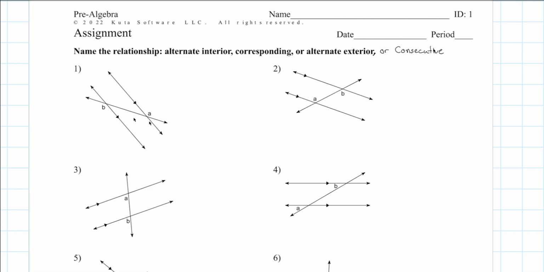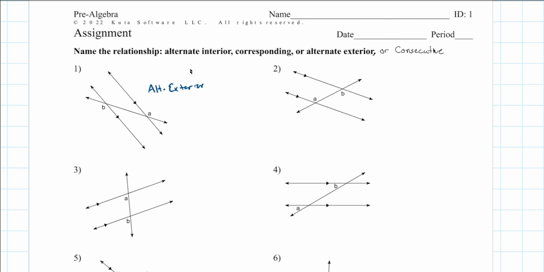First one, number one, A and B. If we look at A and B, notice that they are on the outside of our parallel lines. That is a big hint. They're on the exterior of our parallel lines. See how that interior is completely empty? Well, there's really only one set of transversal angles that are both on the outside. Those are our alternate exterior angles. So these are alternate exterior. See, they're on the outside and they're on opposite sides.